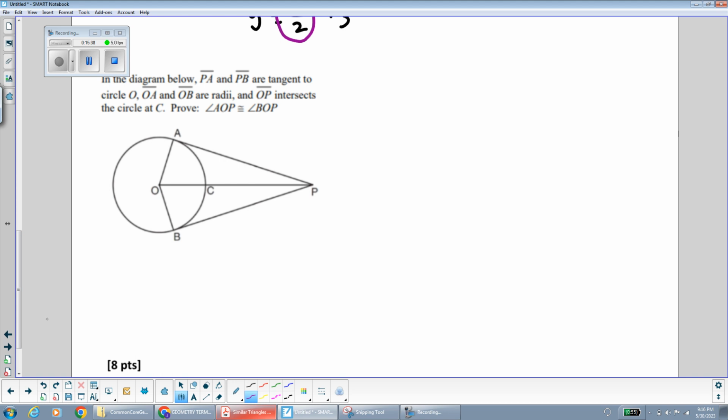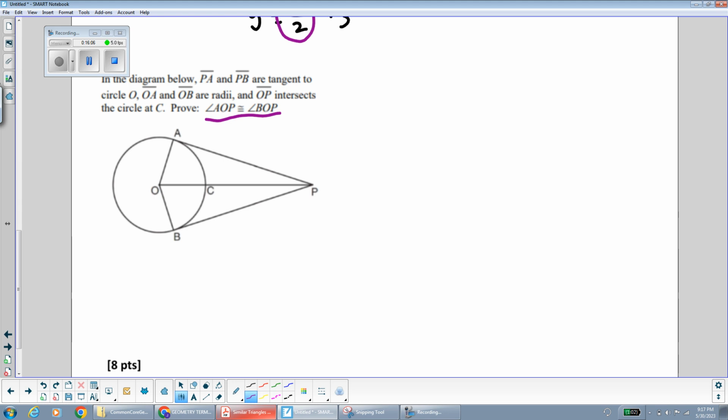Okay, so there are different ways to do this proof. We actually did this proof in class. It was on the circles packet. It was one of the early proofs that we did in the circles unit. And it's a nice one because there are many different ways to do it. So what I'm noticing, first of all, is that we're proving these two angles to be congruent, angle AOP and angle BOP.